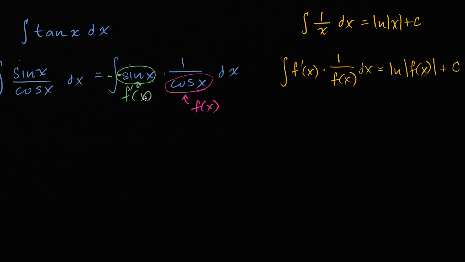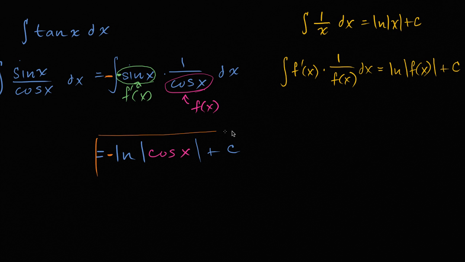So I can just apply the reverse chain rule. This is going to be, we deserve a little mini drum roll here, equal to the natural log of the absolute value of our f of x, which is going to be cosine of x. And then, of course, we have our plus c. And we can't forget, we had this little negative sitting out here. So we're going to have to put the negative right over there.